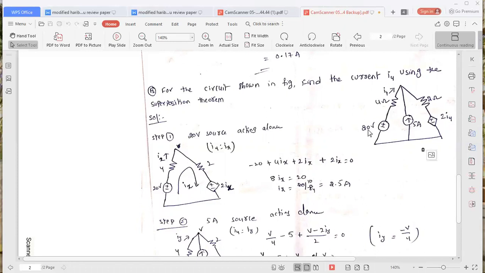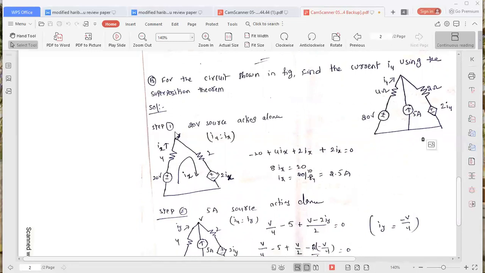First step: the 20 volt voltage source acting alone, while the other source is inactive. As I already mentioned, if it is a current source, you have to open circuit it. If it is a voltage source, you have to short circuit it. So the 20 volt voltage source is acting alone, and the current source is open circuited. The circuit becomes like this. So it has only one loop.